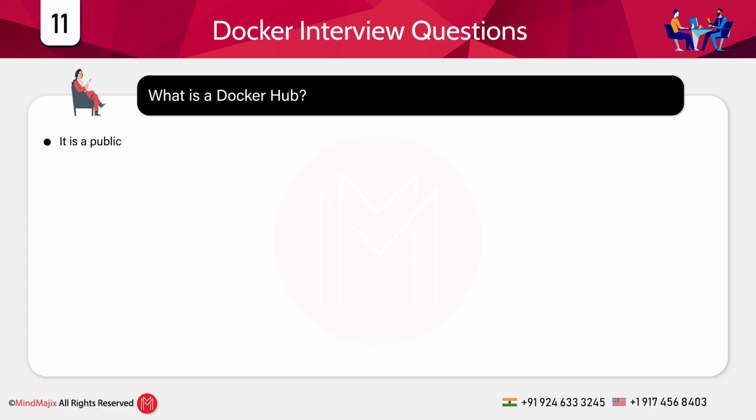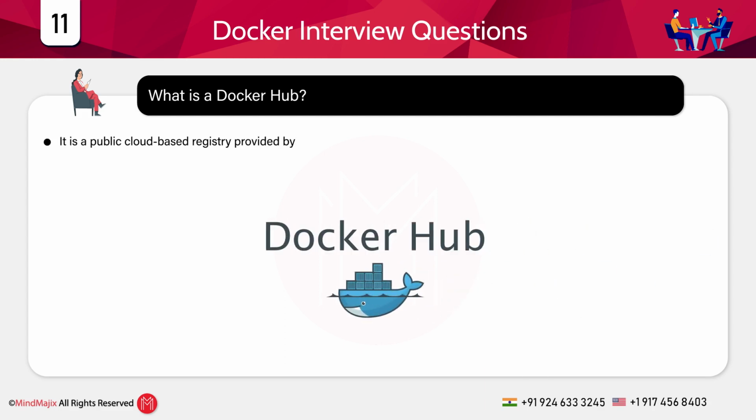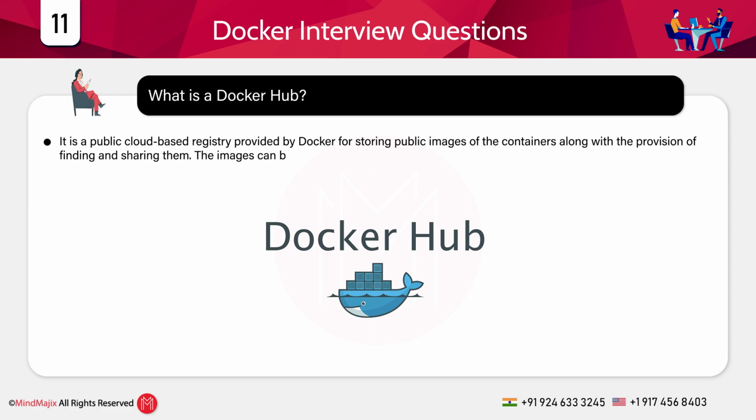The 11th question is, what is Docker Hub? It is a public cloud-based registry provided by Docker for storing public images of containers, along with the provision of finding and sharing them. The images can be pushed to Docker Hub through the docker push command.